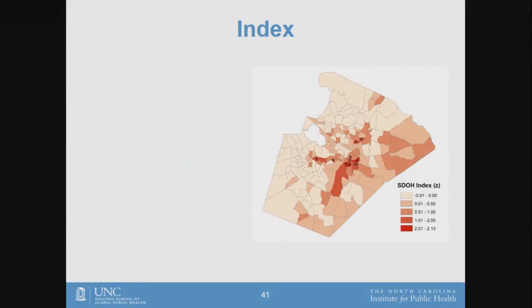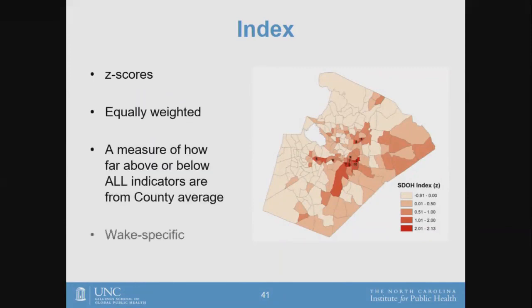So after we settled on our 12 indicators, I mentioned this earlier, we wanted to roll all those up into a single value, and that was this index. To do that, we calculated z-scores. This was a way to standardize the values and then combine them. We equally weighted all 12 indicators, and essentially what the index score, the z-score, is, is a measure of how far above or below all of the indicators in that neighborhood are from the county average. So the strength of taking this approach is that it's a weight-specific index.